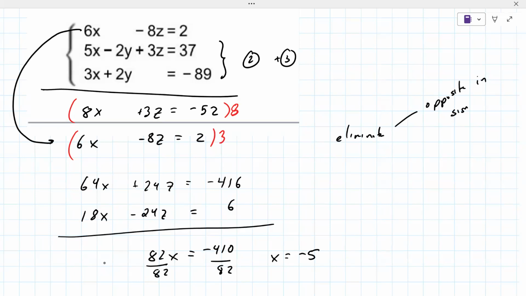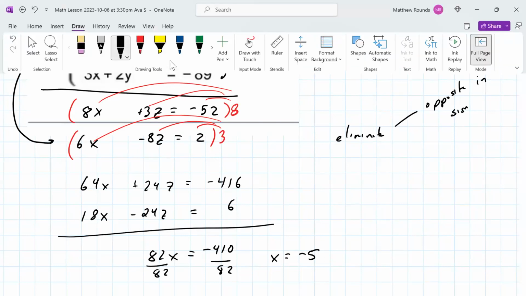Wait, hold on. Where did the 18 come from? You're multiplying everything by the 3, everything by the 8. Okay, yeah, I see. All right. So now that you have x, you can go to the top equation to find z or the bottom equation to find y. Either one is good at this point.